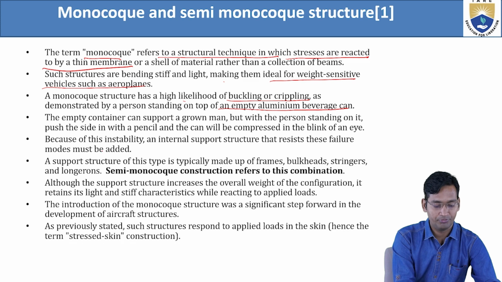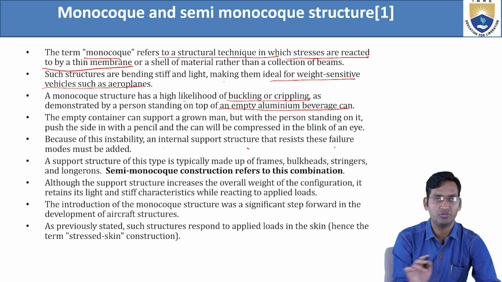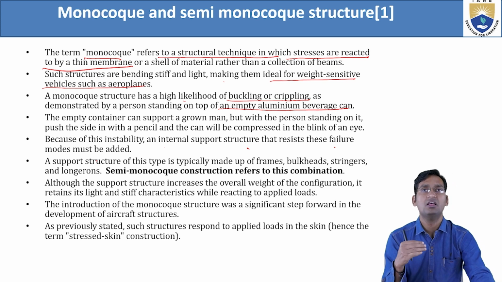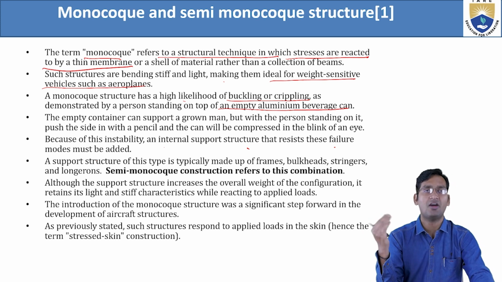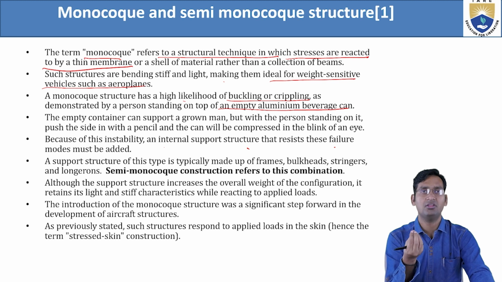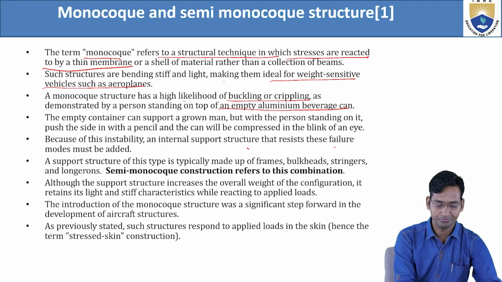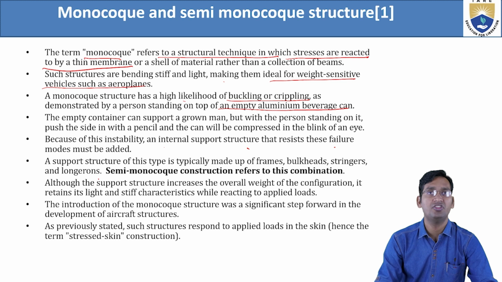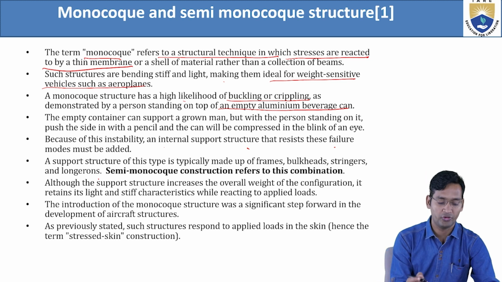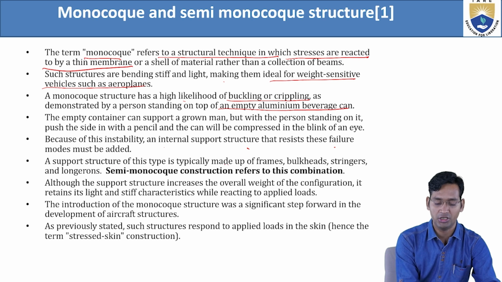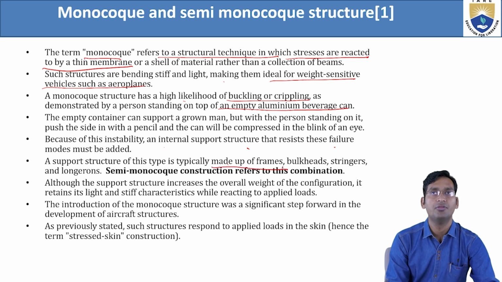Okay, compressed. Because of this instability, an internal support structure that resists these failure modes must be added. So now we have to add some internal structure in between, and even after that, the structure itself has very little weight. But if you add the internal structure, then even a man can stand on it, and it will not get compressed. A support structure of this type is typically made up of frames, bulkheads, stringers, and longeron rods. So whatever the structures are there, they are generally called frames, bulkheads, stringers, and longeron rods.